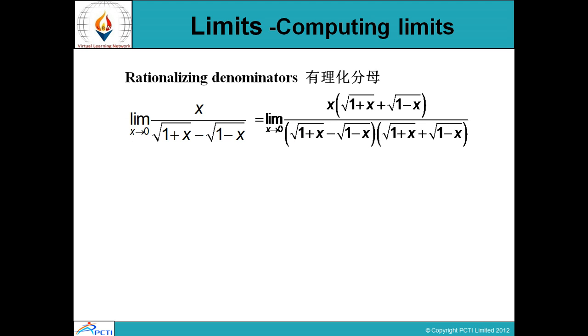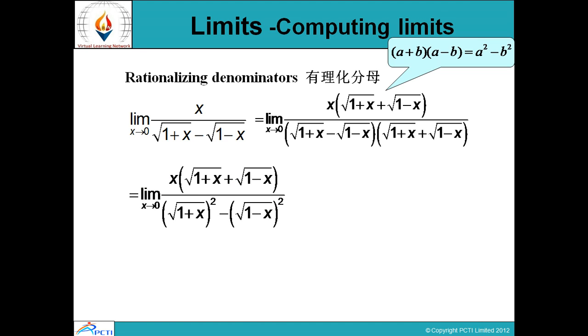We can also discuss another example like this: limit x tends to 0 of x/(√(1 + x) − √(1 − x)). Once again we multiply by the conjugate, so x(√(1 + x) + √(1 − x)) divided by (√(1 + x) − √(1 − x))(√(1 + x) + √(1 − x)), and by using the formula (a + b)(a − b) equals a² − b².